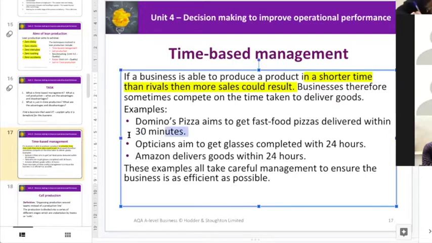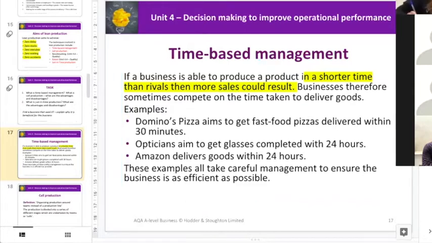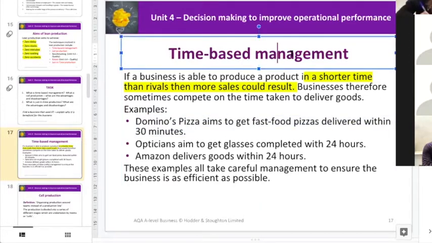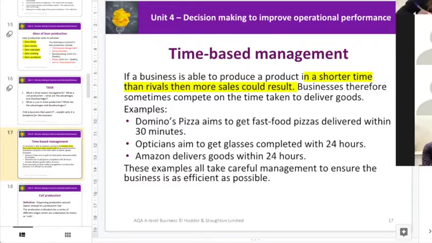Because they can do 2 rounds of deliveries, so they have more sales in 1 hour. But for Pizza Hut, 1 hour, only 1 round of sales. So they are faster. So this is called time-based. The quicker you are, the more sales you have, and the less waste you have.